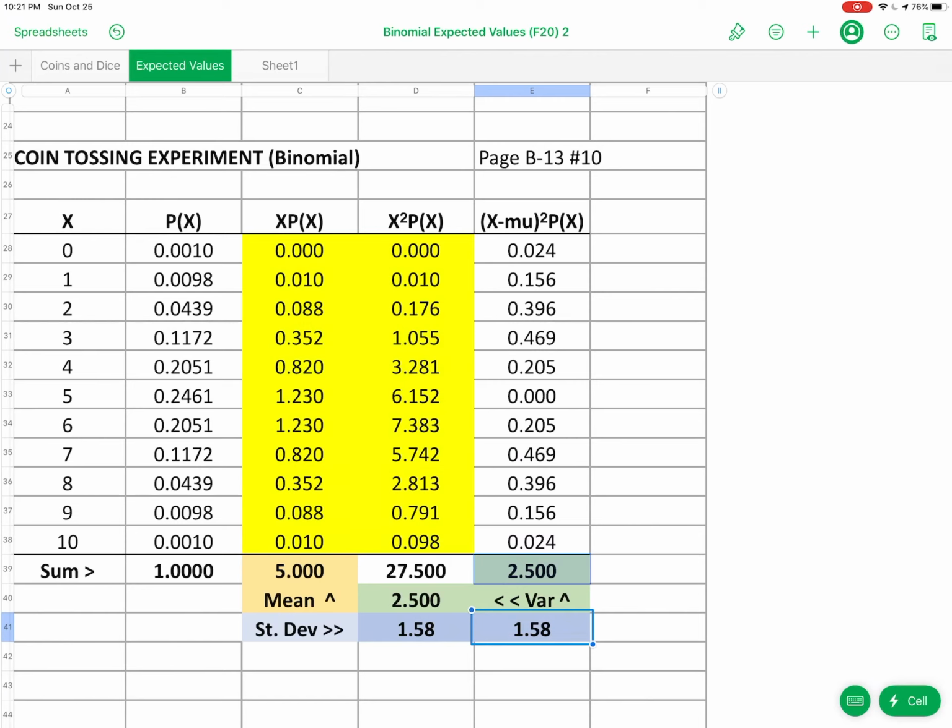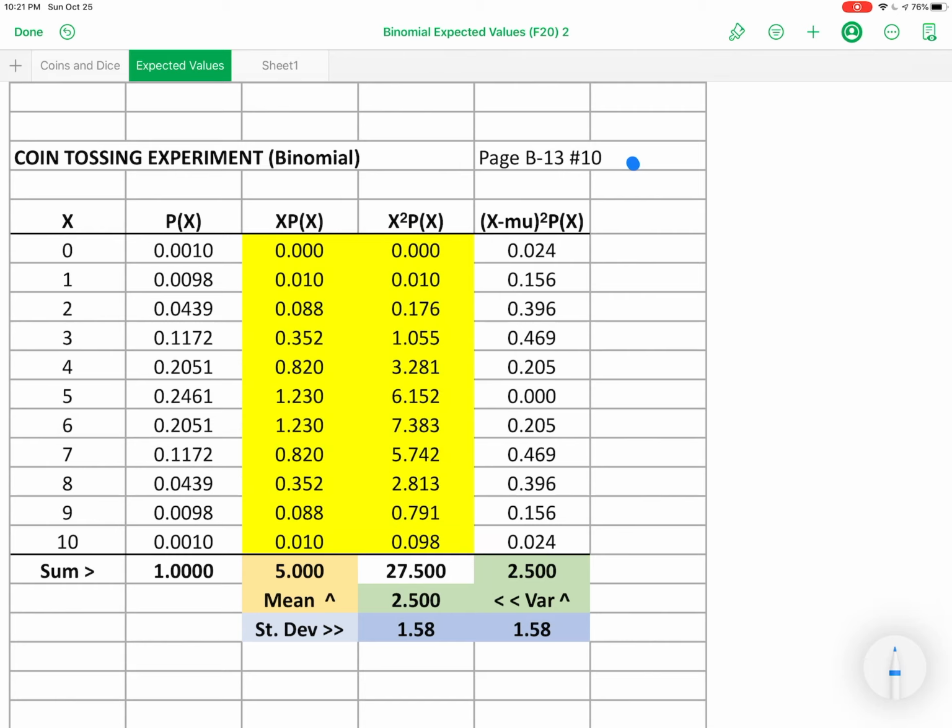Before we do, let's actually start here then. So with the coin tossing experiment, this is B13, number 10, right here. Then this is what we've got. So here's our x, here's our p of x's. Those are the probabilities that we calculated by hand, and those are the ones that we showed in the last video about how you can find that from the table.